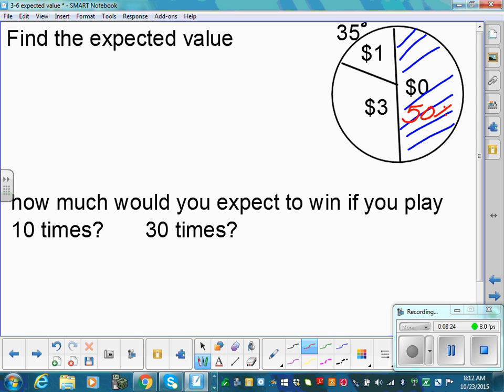50%. Okay. Now this is the harder part. On this side we have 50% total. But this is 35 degrees. This section right here is taking up 35 degrees out of the total amount. So how do we find probability?